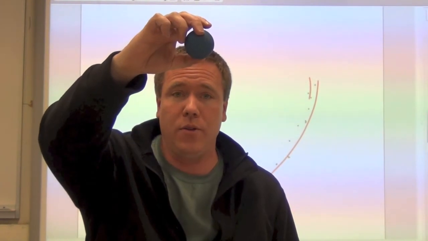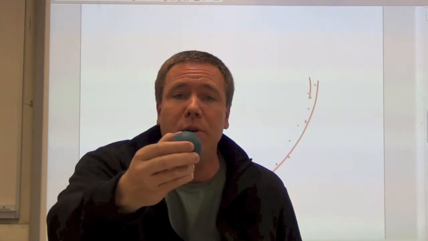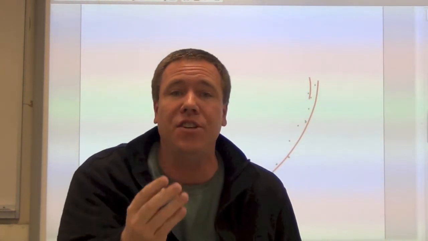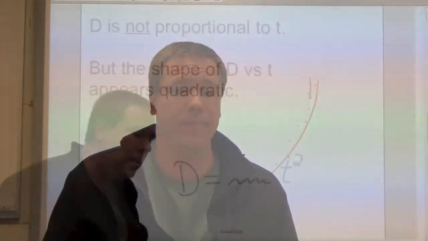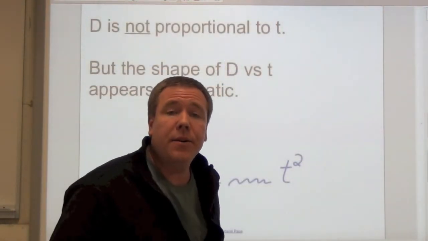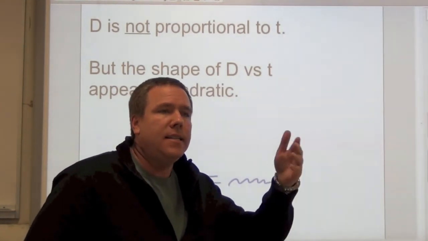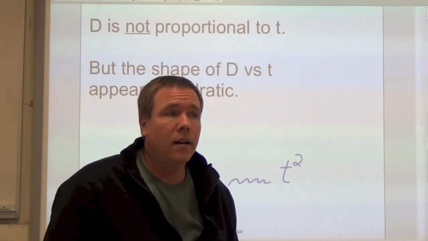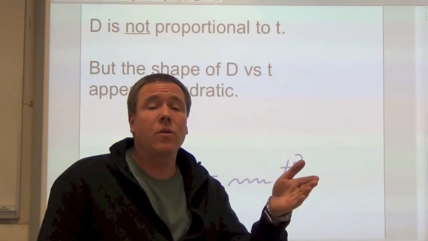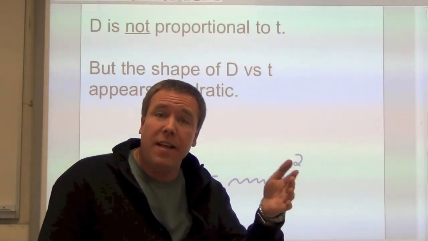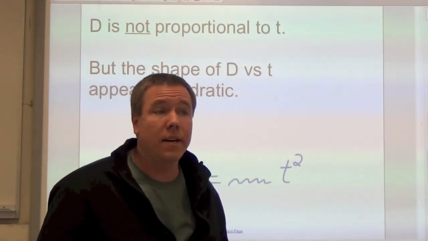All our lives, we know that the more time that goes on, the faster this ball is moving. And if it's moving faster, then displacement is changing in a way that is not linear to time. If D versus T appears to be quadratic, that means that D is not proportional to T. But it also means that if we square time, if it is a quadratic, then we might see something that is proportional. So why not try it?